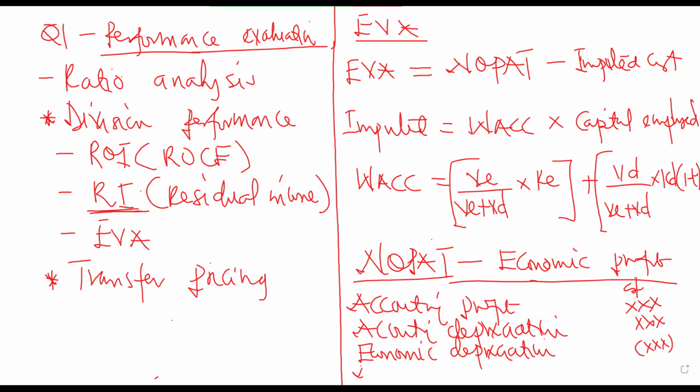So you add non-cash expenses here. Non-cash expenses have been taken away from our profit. So non-cash expenses will be added. So you can be asked to adjust that, or they can give it to you as a figure.